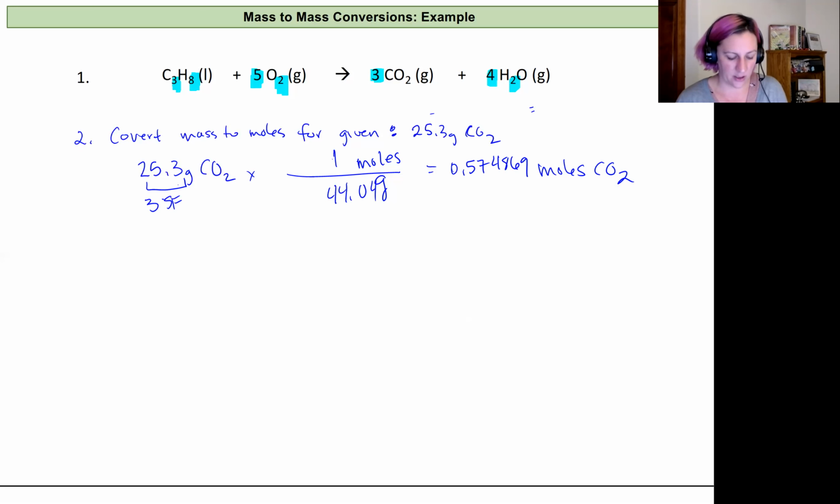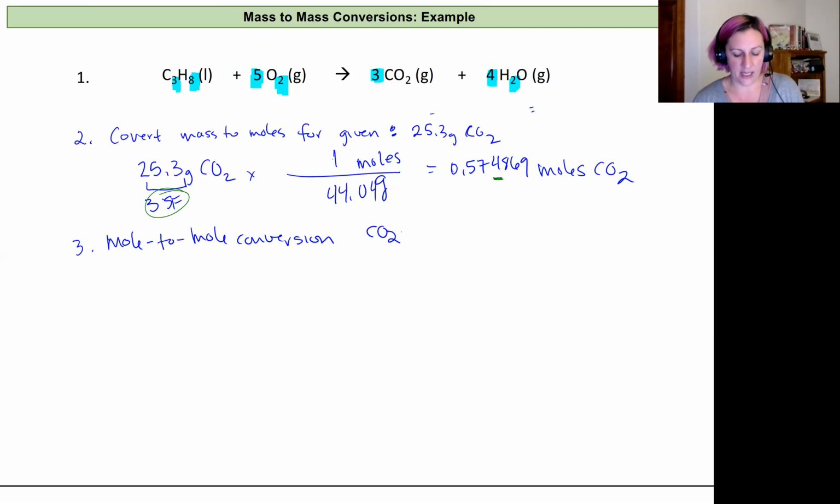So I'm going to underline my third significant figure in this answer and carry all of my digits forward into the next calculation, but track my sig figs. All right, so now step 3 is to convert moles to moles. So I'm going to take my carbon dioxide moles to oxygen because we're asked what mass of oxygen is produced.